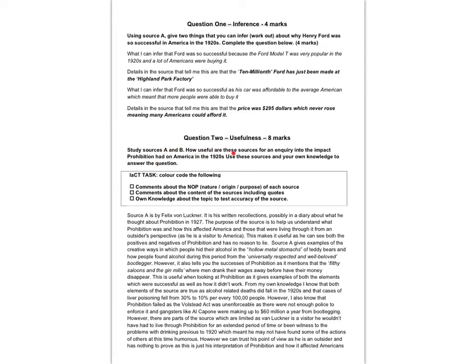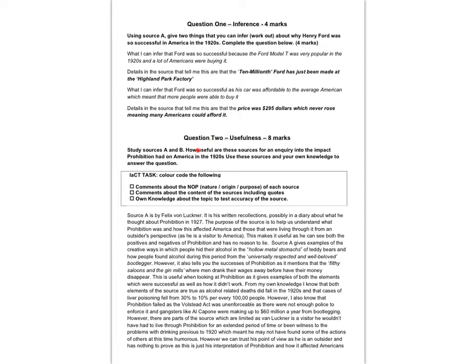How useful are these sources for an inquiry into the impact that Prohibition had on America in the 1920s? Use these sources and your own knowledge to answer the question. So again, the task is very clear, but on reading of the question, you will see that there are several tasks built into this that students need to approach with care and caution to make sure that they provide all the elements required. They are going to have to look at sources both A and B.